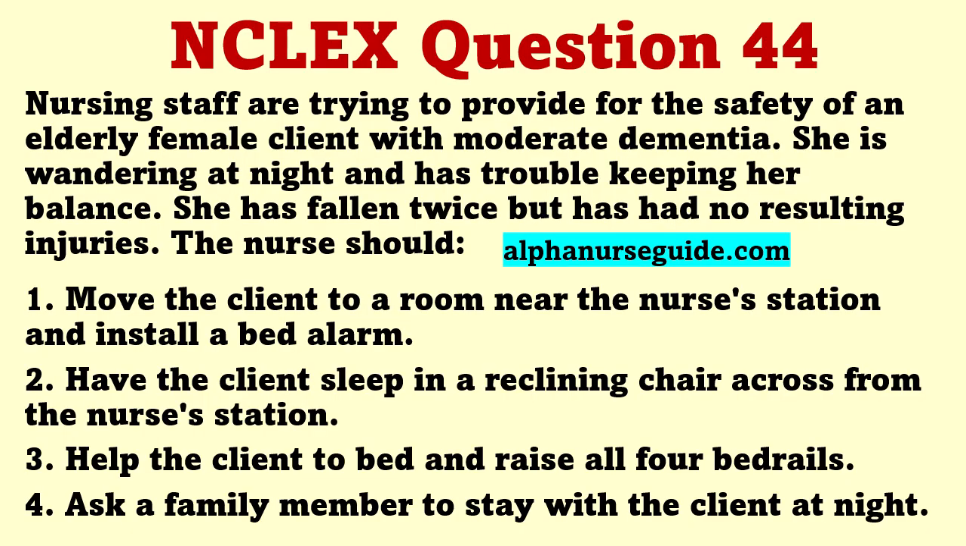Nursing staff are trying to provide for the safety of an elderly female client with moderate dementia. She is wandering at night and has trouble keeping her balance. She has fallen twice but has had no resulting injuries. The nurse should 1. Move the client to a room near the nurse's station and install a bed alarm. 2. Have the client sleep in a reclining chair across from the nurse's station. 3. Help the client to bed and raise all 4 bed rails. 4. Ask a family member to stay with the client at night.